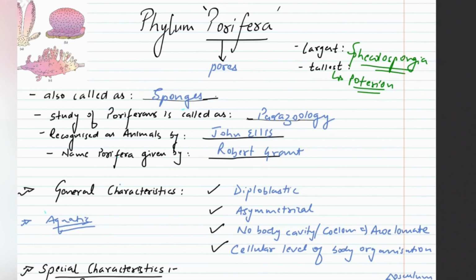Excretory mode is ammonotelic through the general body surface. Reproduction takes place by both asexual and sexual means. Asexual reproduction is through fragmentation and budding, and in adverse conditions, gemmules are formed. Sexual reproduction takes place by the fusion of gametes. The largest sponge is called Spheciospongia, and the tallest sponge is known as Poterion or Neptune's cup. Now, based on endoskeleton, there are three classes. So with this, we are finished with the Porifera.